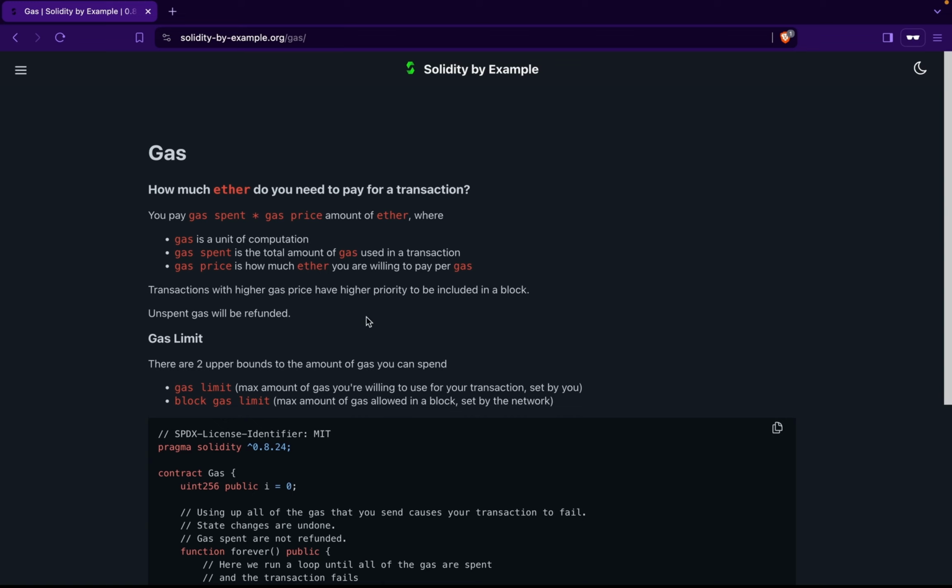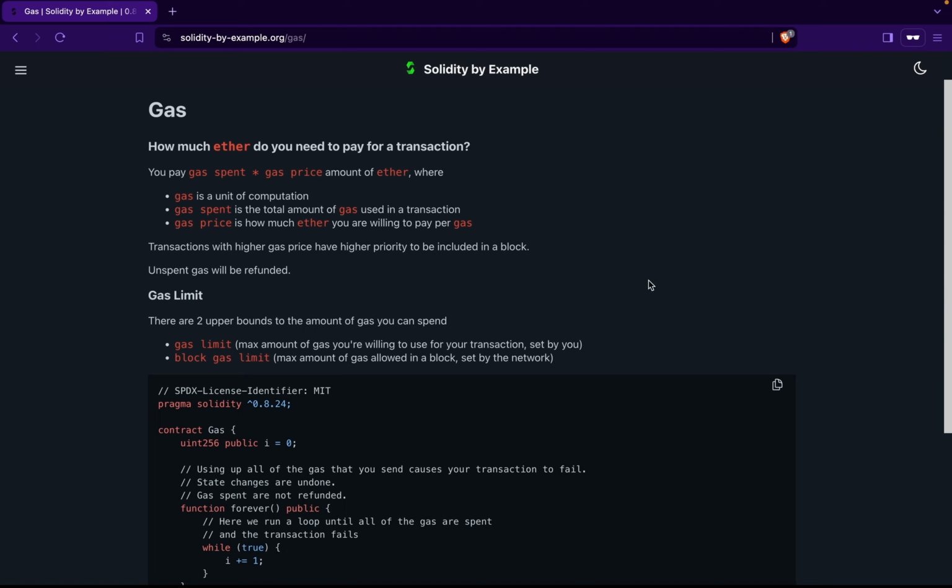Transactions with higher gas price have higher priority to be included in a block, and the unspent gas is refunded. So let's take the previous example, and let's say you have sent 100 ether with your transaction, but your transaction only needs 50 ether. So you will get back 50 ether in your account because that amount wasn't used in executing the transaction.